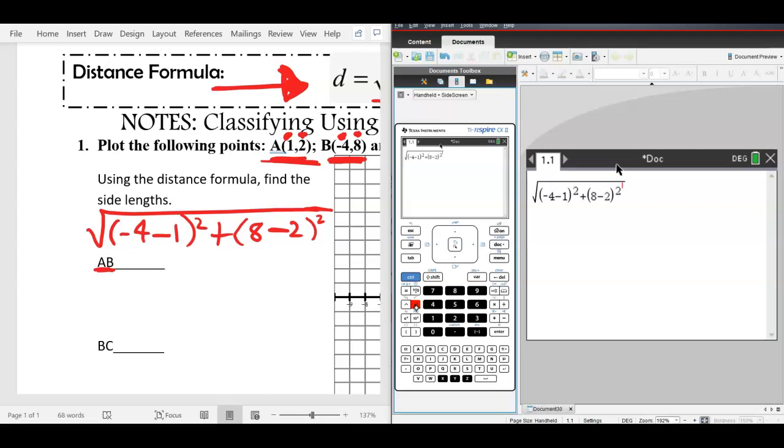Now, when you hit enter and try this, you should get this number: 7.81025. If you got something different, check the minus and the negatives. Okay? Make sure you didn't forget a square. And if you got something else, and you're not sure what went wrong, let me know. I'll look at it. So this is going to be a minus sign.